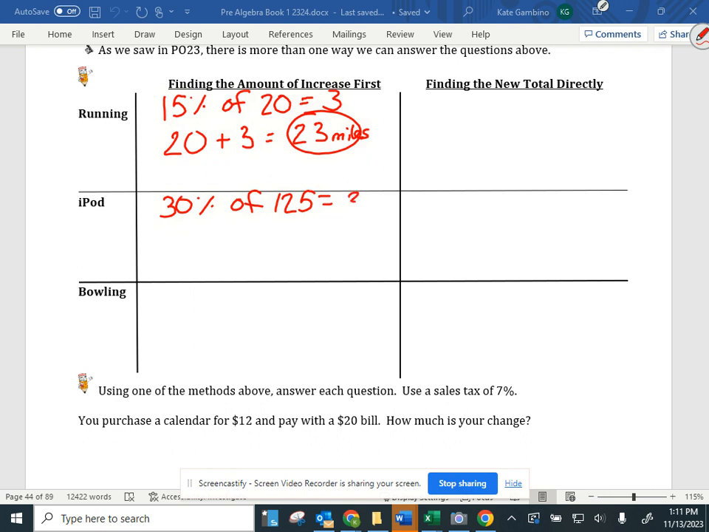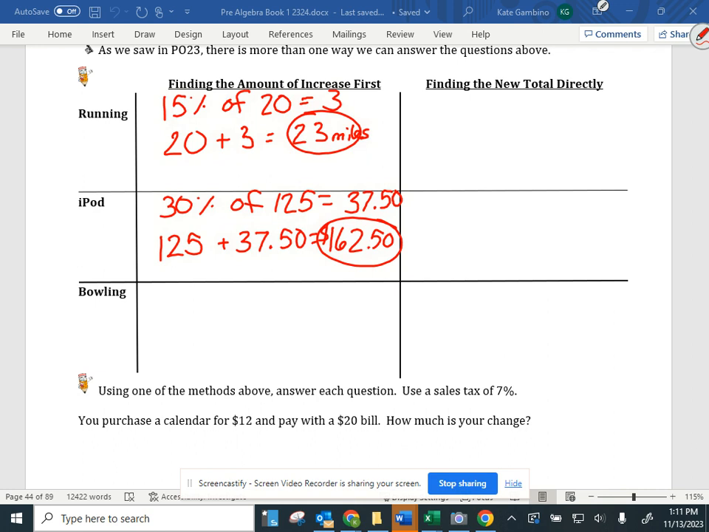37 and a half. So that would be 37. If we're talking about money, we go to that hundreds place. So $37.50. So in order to find what we want to turn around and sell it for, because some people really like their iPods, we take that original $125 and we're going to add our $37.50. So we get $162.50.